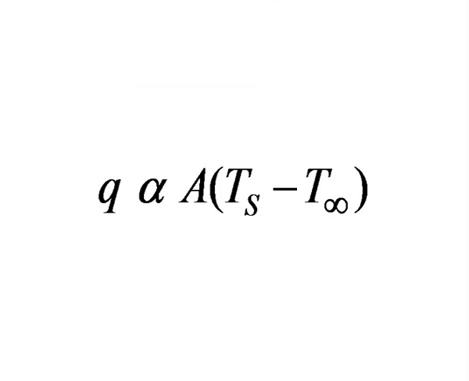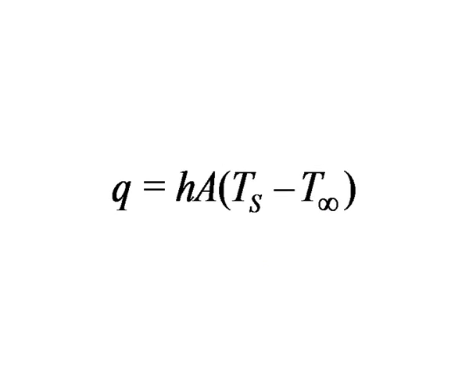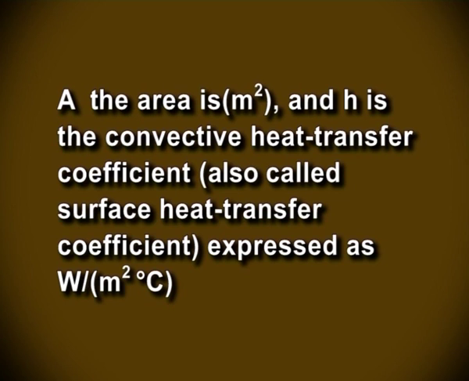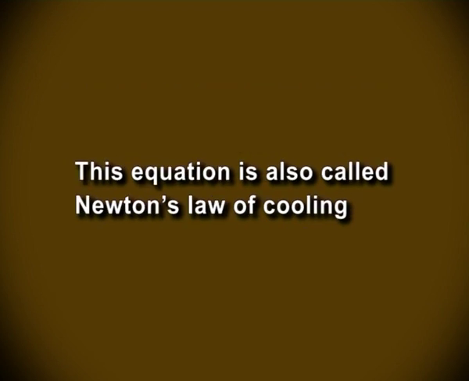Mathematically, Q is proportional to A into (Ts minus T infinity), or Q is equal to h into A into (Ts minus T infinity). Here, A is the area in meter square, h is the convective heat transfer coefficient, also called the surface heat transfer coefficient, expressed as watt per meter square per degree Celsius. This equation is also known as Newton's law of cooling.